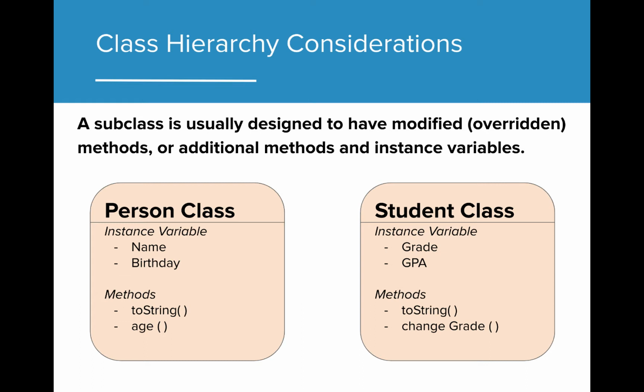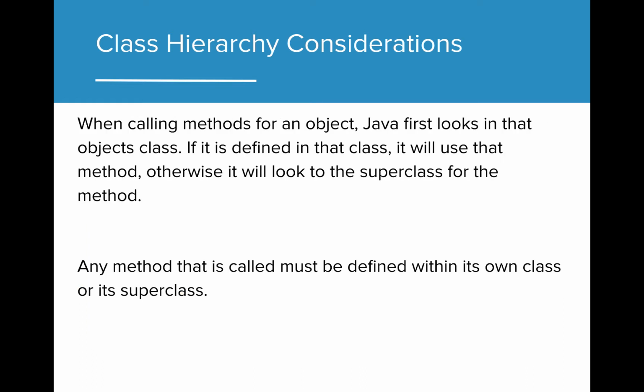As a reminder, a subclass inherits all public methods from the superclass, and they remain public. This means that a public method in the person class will be public and available for any student object that is created. When calling methods for an object, Java starts by looking in that object class for that method signature. If it finds it there, it will use that particular method. Otherwise, it will go to the superclass and look for the method. This will continue until it reaches the top of the class hierarchy. Any method that is called must be defined someplace in this class hierarchy. Otherwise, Java will throw an error.